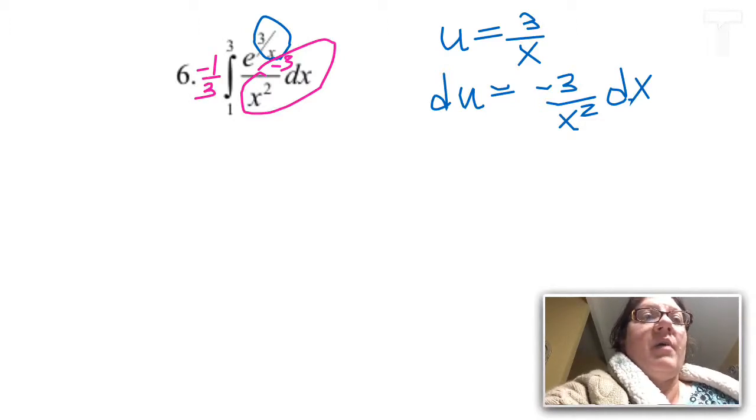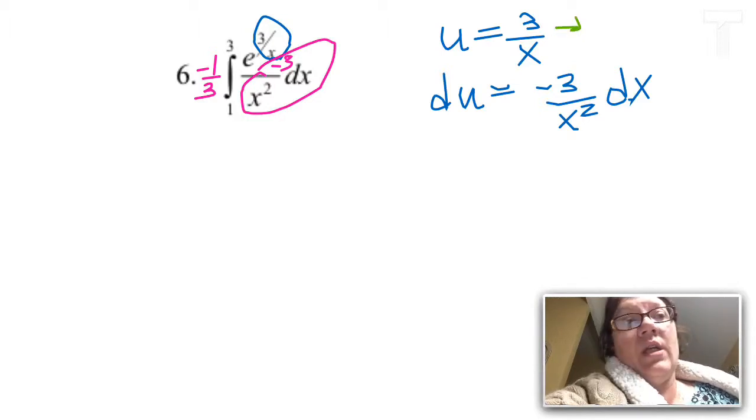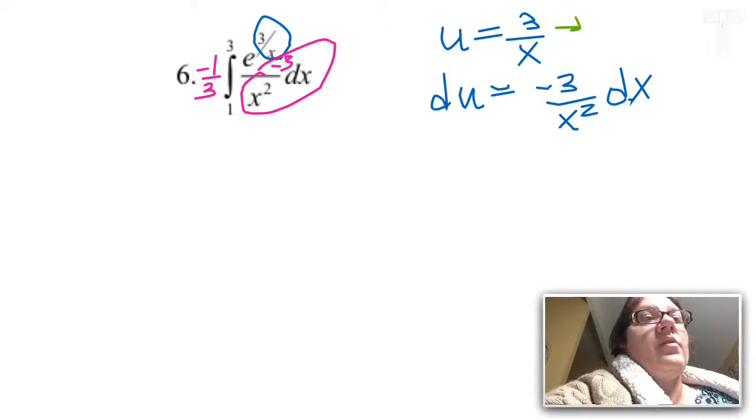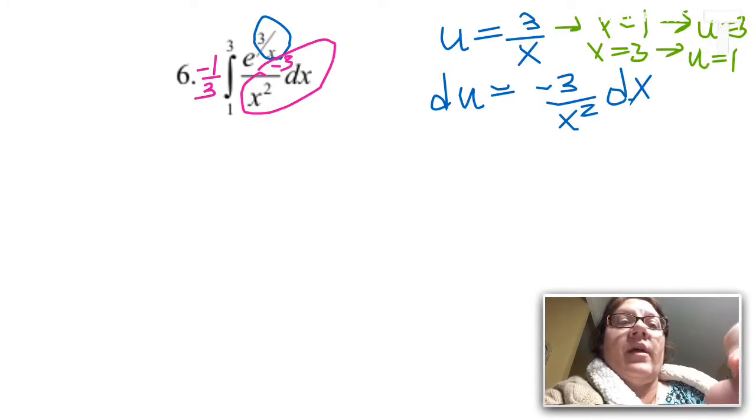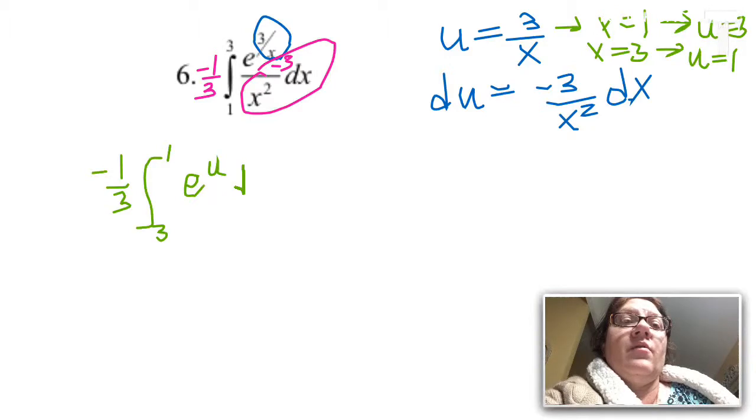And then at the same time, I like to change the x bounds to the u bounds so I don't have to substitute in and then out. So if x is the lower bound, which is 1, then u will be 3. And if x is the upper bound, which is 3, then u will be 1. So now my integral goes from 3 to 1, and I'll have e to the u du.